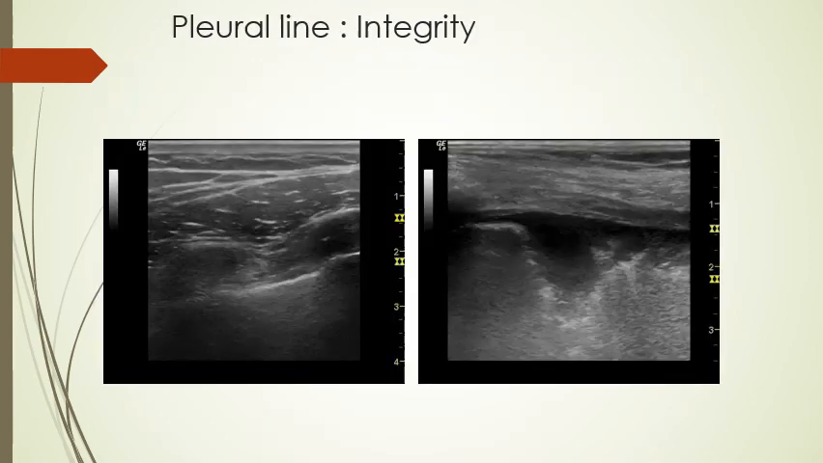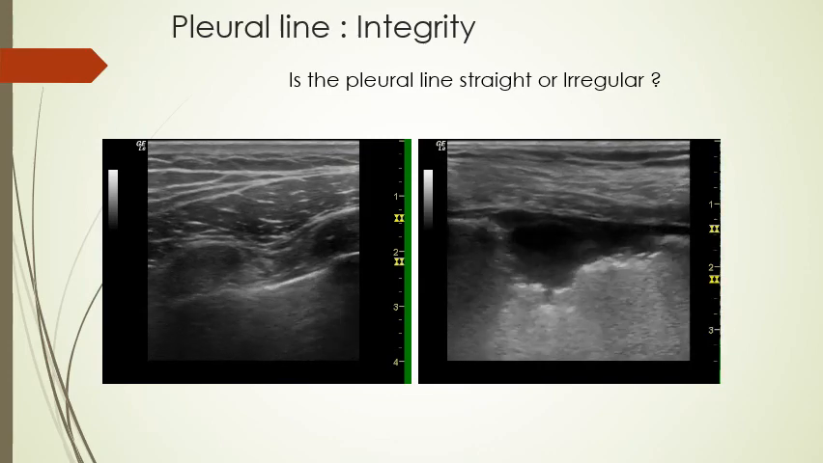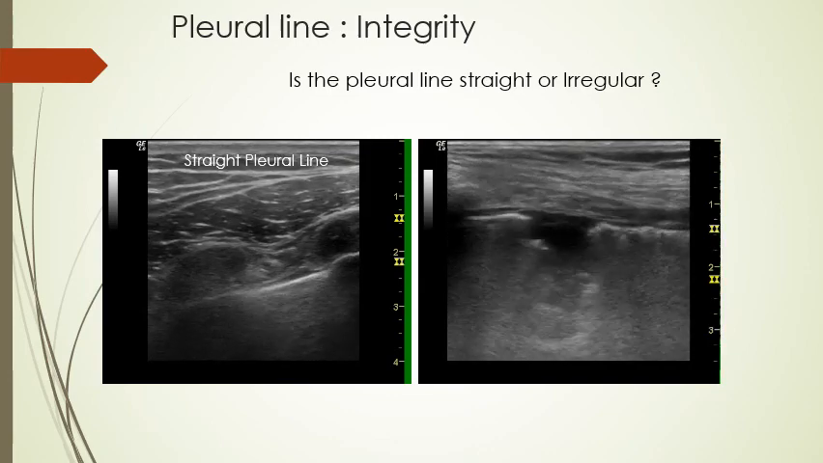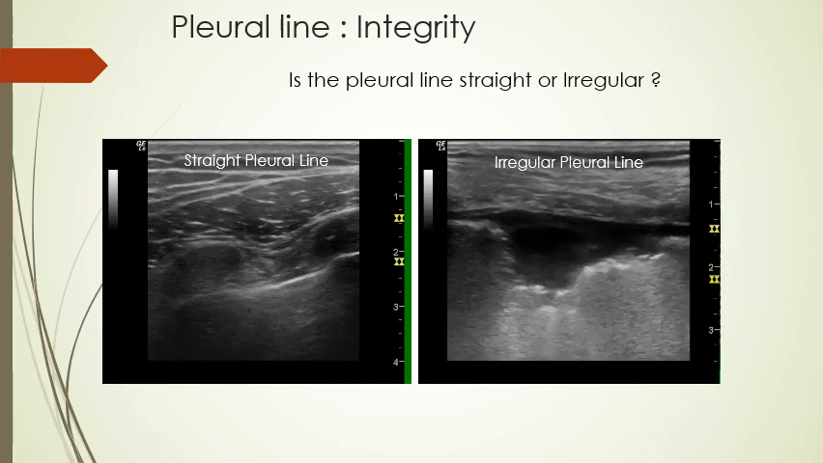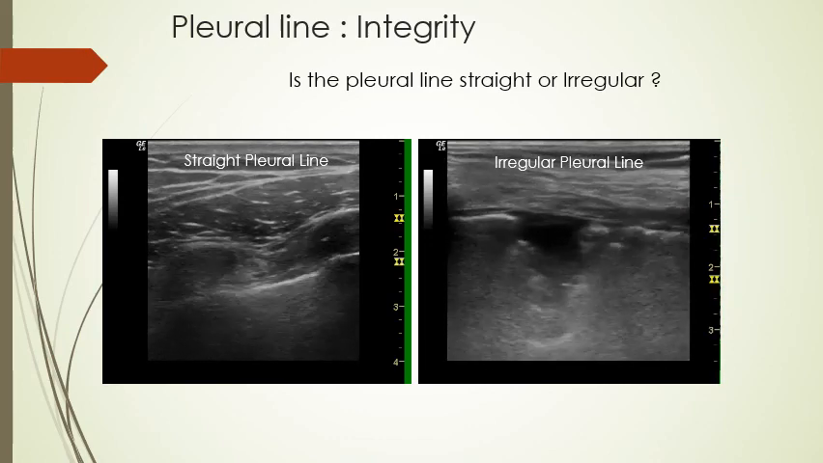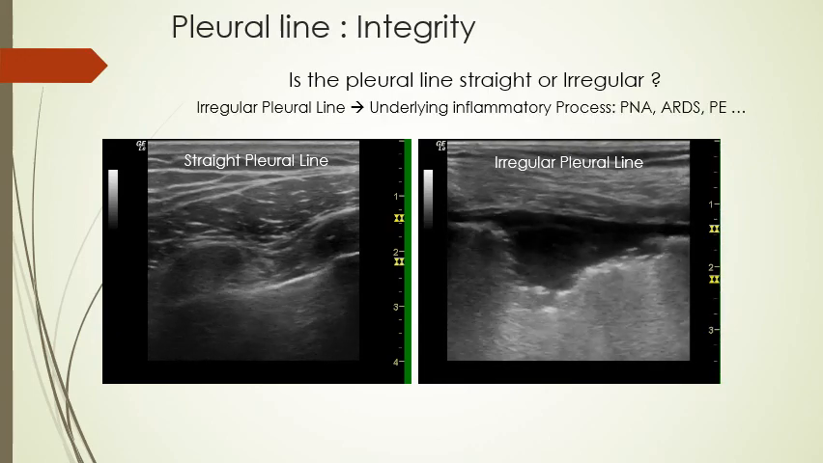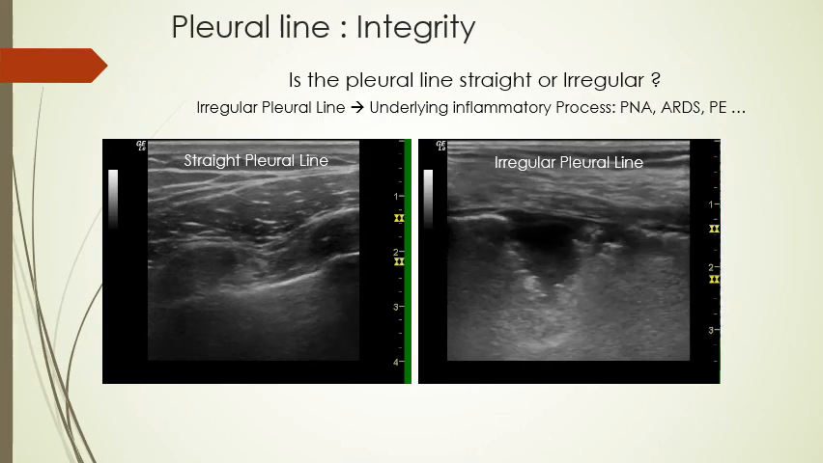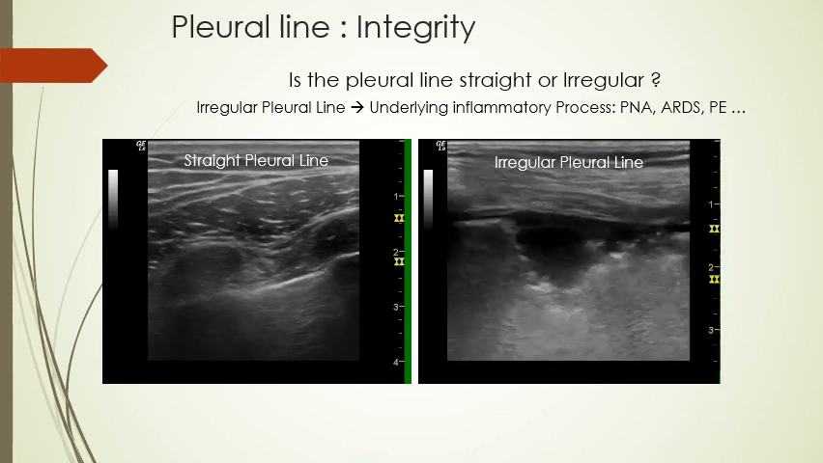The next step in evaluating the pleural line is whether it is a straight line or an irregular one. On the left-hand side, we see normal lung sliding in a healthy lung, and on the right side, we notice that the pleural line, instead of being straight, is rather irregular. This irregularity occurs in the setting of resorptive atelectasis that happens secondary to consolidations infiltrating into the lung and leading to this resorptive atelectasis and therefore pulling down on the pleural line.